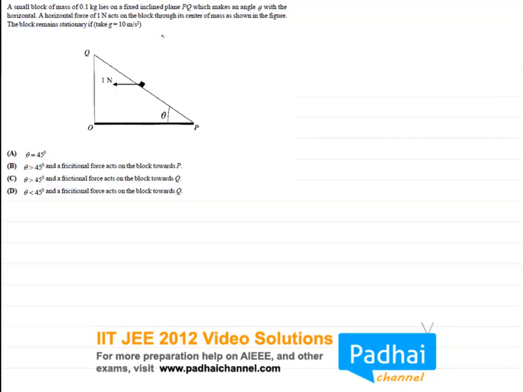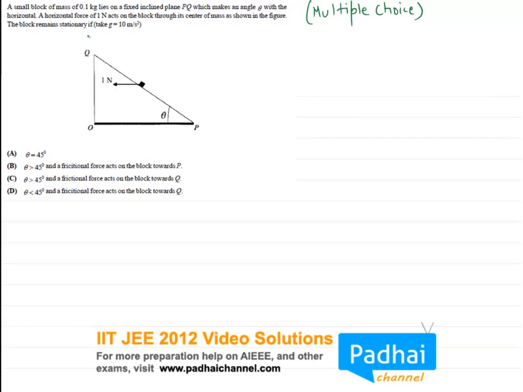This is another simple problem. This is another multiple choice problem, right? So the question says a small block of mass 0.1 kg lies on a fixed inclined plane PQ, which makes an angle theta with the horizontal, right? This is making an angle theta. A horizontal force of 1 Newton acts on the block through its center of mass, as shown in the figure.